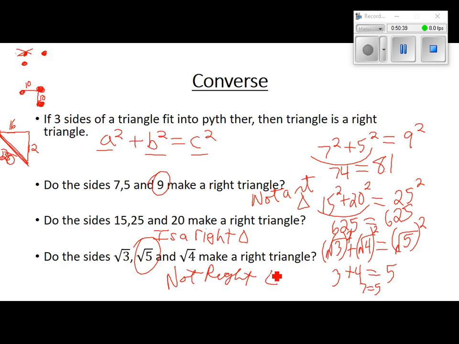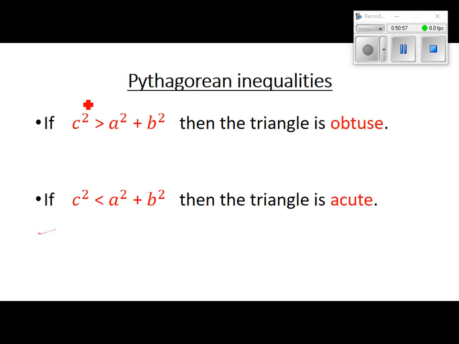Now what's going to happen with a lot of you, how come I put this one on here? Because it looks like it might fit the 3, 4, 5. With the radicals, that doesn't work, right? Not when the numbers are inside. So make sure you realize that. We're checking to see if it is a right triangle or not there.